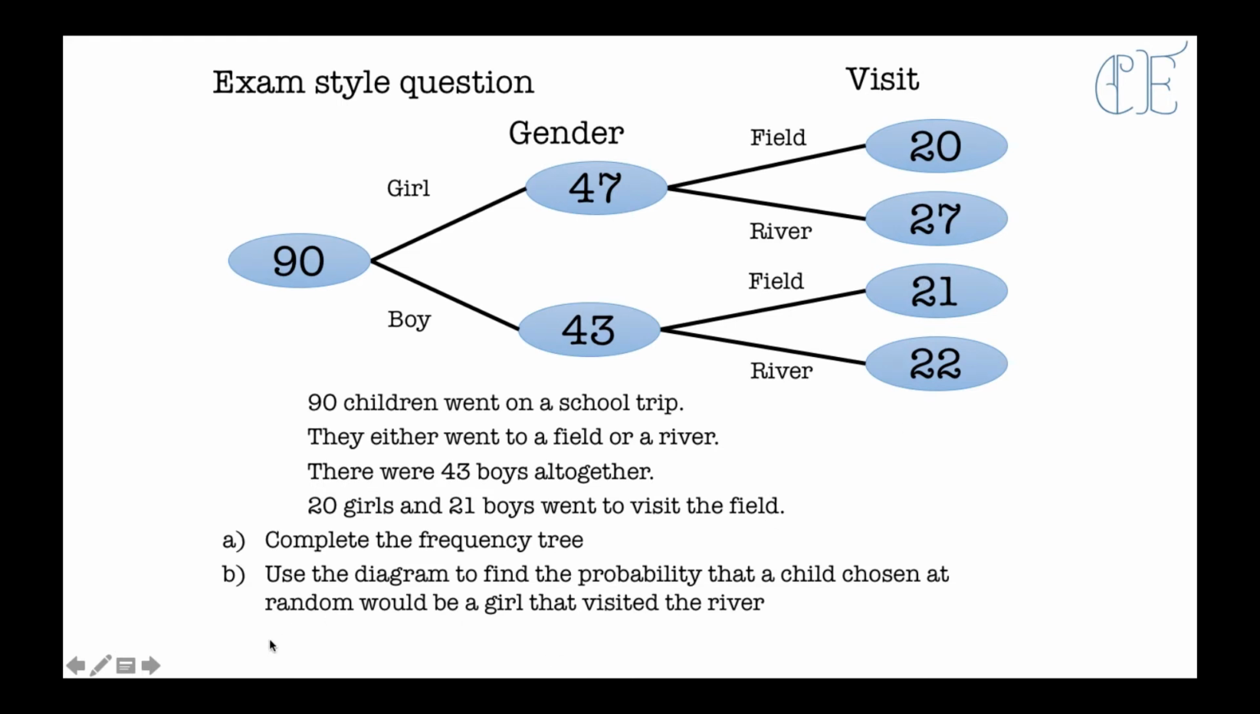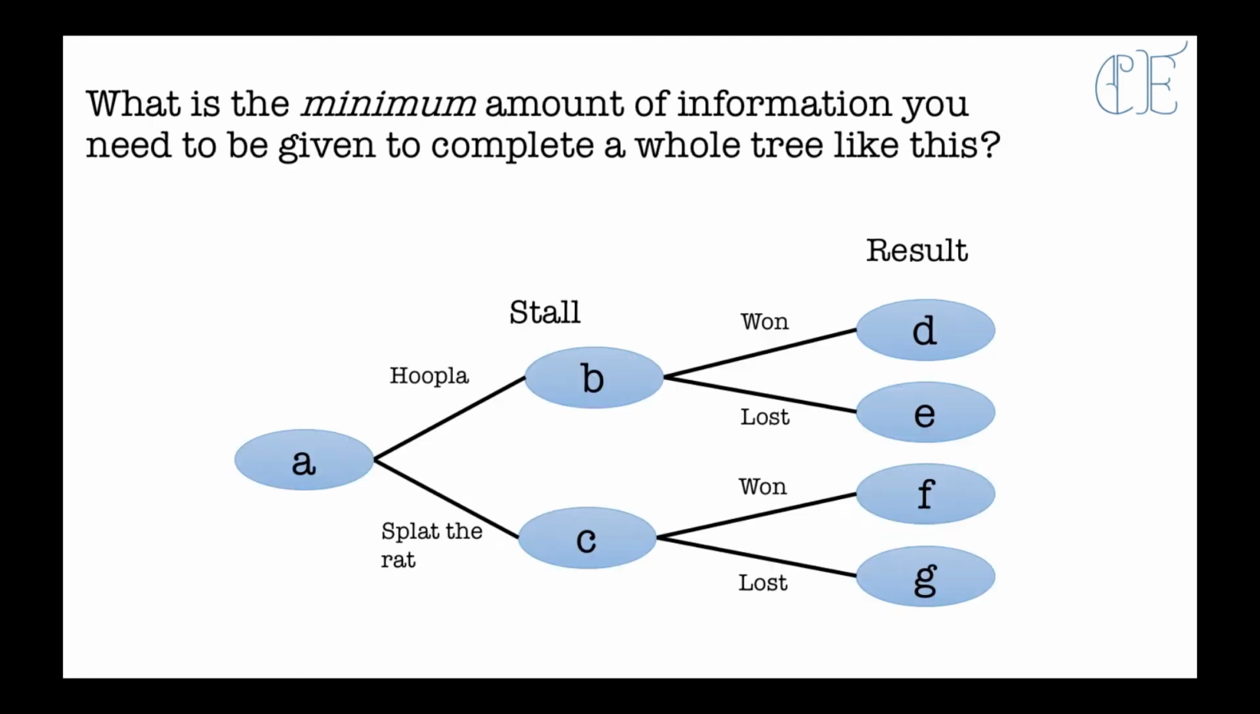It now asks you to use the diagram to find the probability that a child chosen at random would be a girl that visited the river. So we need to go to girls, 47 of them, that visited the river, 27. So it's 27 out of 90, which can be cancelled down to 3/10. Or you could also write that as 30%, if you wanted to. But if it asks you to write it as a fraction, then write it as a fraction. If it doesn't ask you, you can write it however you want.